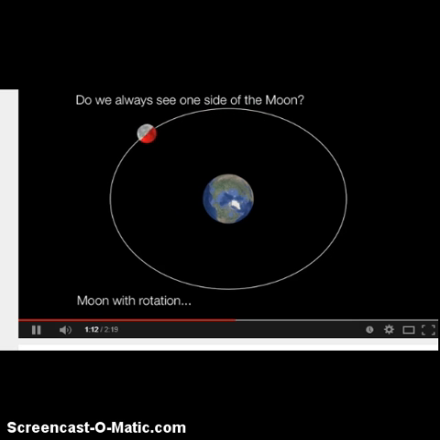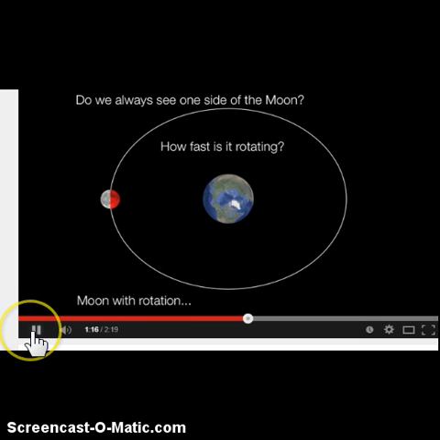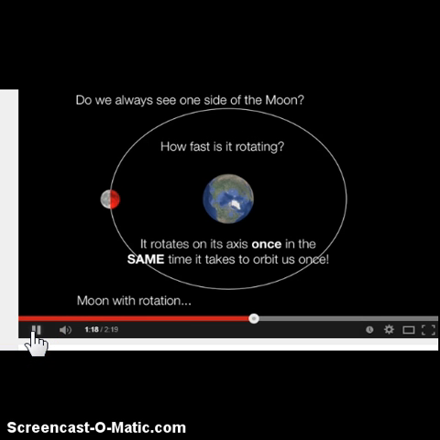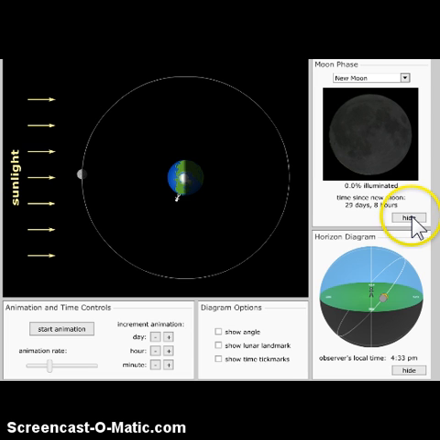So as the moon makes one complete revolution, it also makes one complete rotation, and you should have seen only the red side pointing towards Earth, and that is exactly what we see here on Earth, just this front side of the moon.